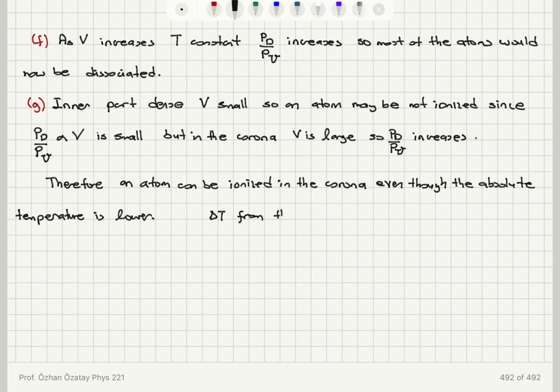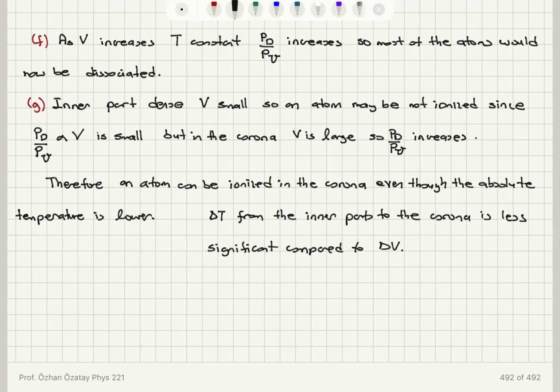from the inner parts to the corona, the change in the temperature is less significant compared to delta V. The change in the volume is much larger than the change in temperature, and therefore we see that it's more significant and it dominates the behavior, and the probability of dissociation may increase in the outer parts of the sun.